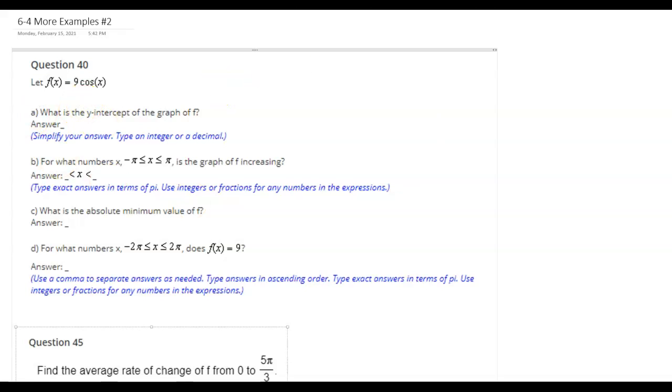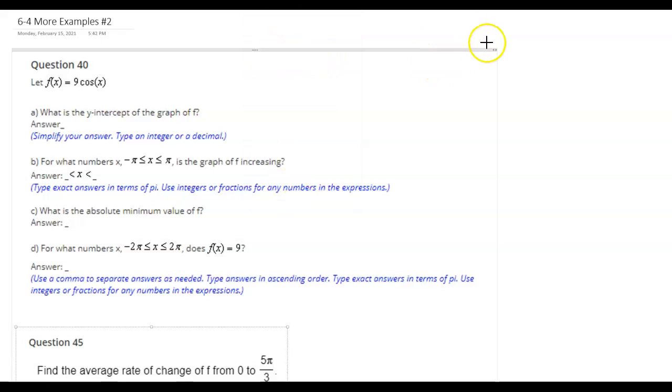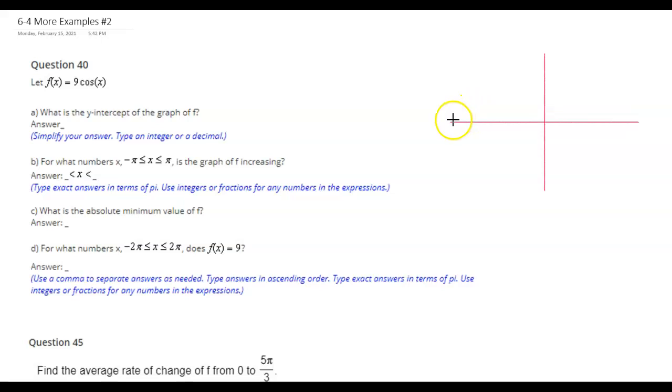I'm going to make a makeshift coordinate plane. Let's see what I got over here. Here we go. I'm going to stick it right over here. All right, so we know that we have pi over 2, pi, 3 pi over 2, and 2 pi. All right, we also know that we have 9. 9 is our amplitude. That is how high and low our graph is going to go.